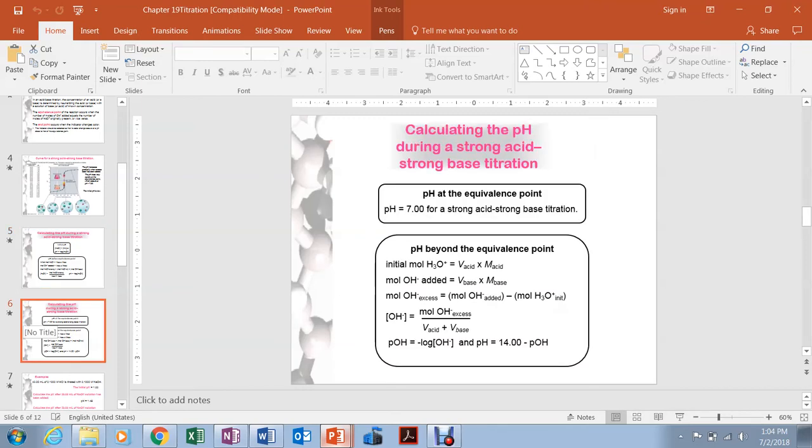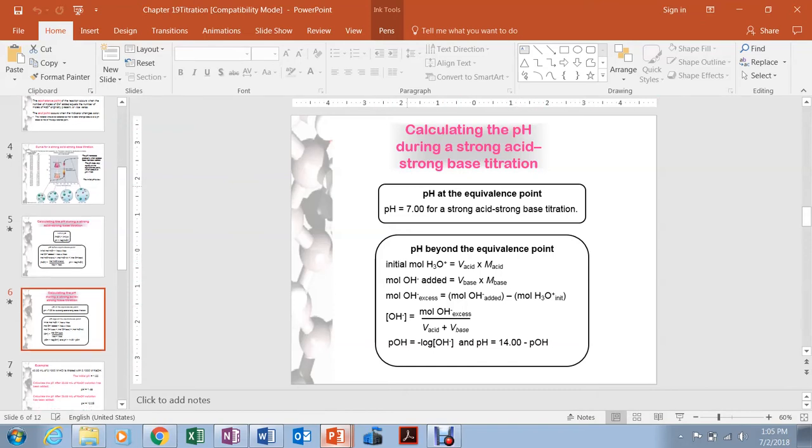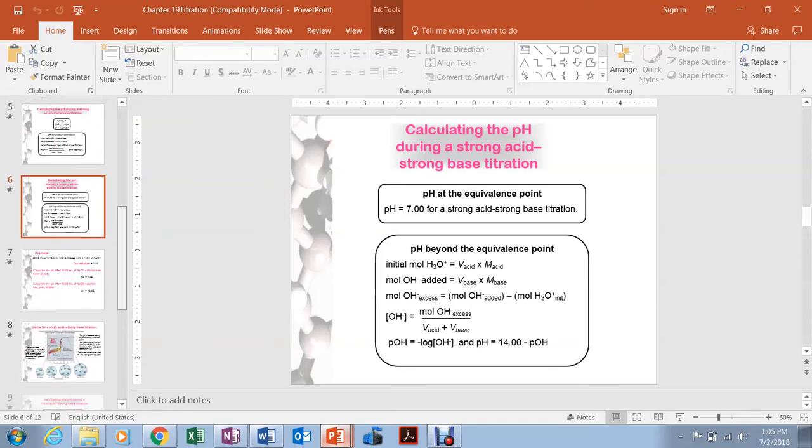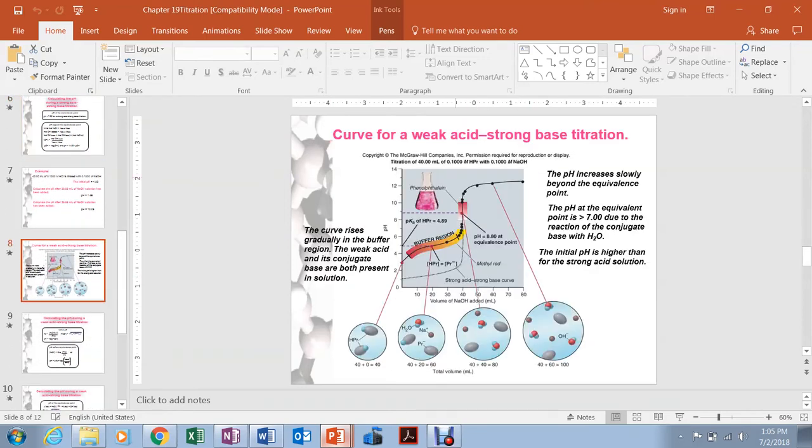Now, at the equivalence point, the pH is 7, for a strong acid and a strong base. But after, you have an excess of hydronium. So let's do step by step each one, and then we'll do other curves like the weak acid with a strong base.